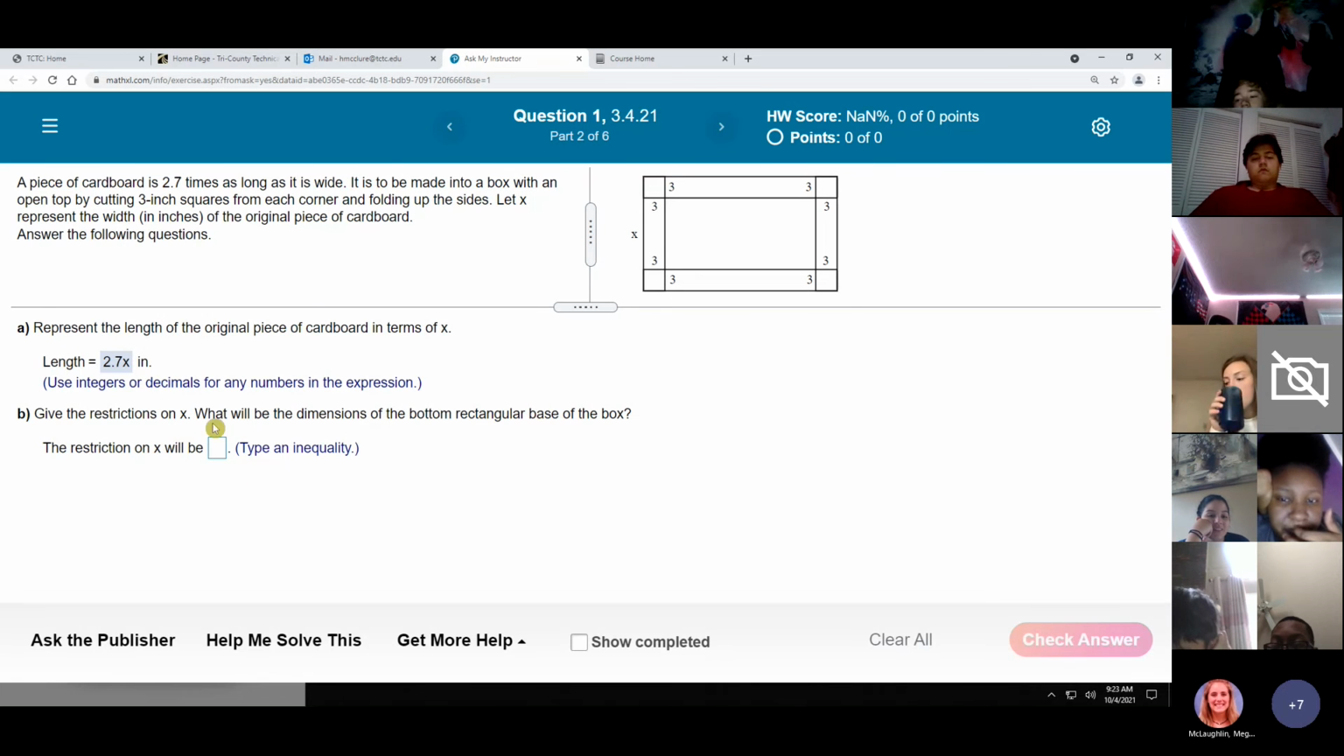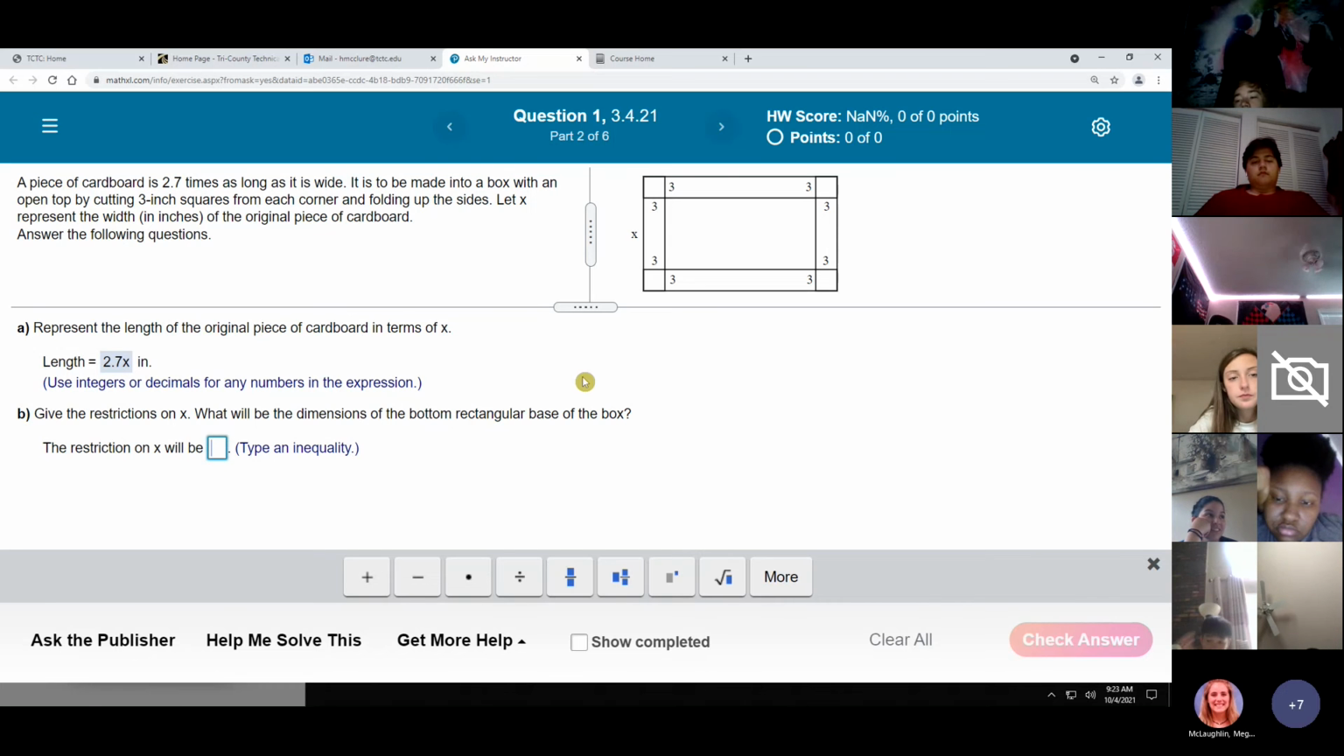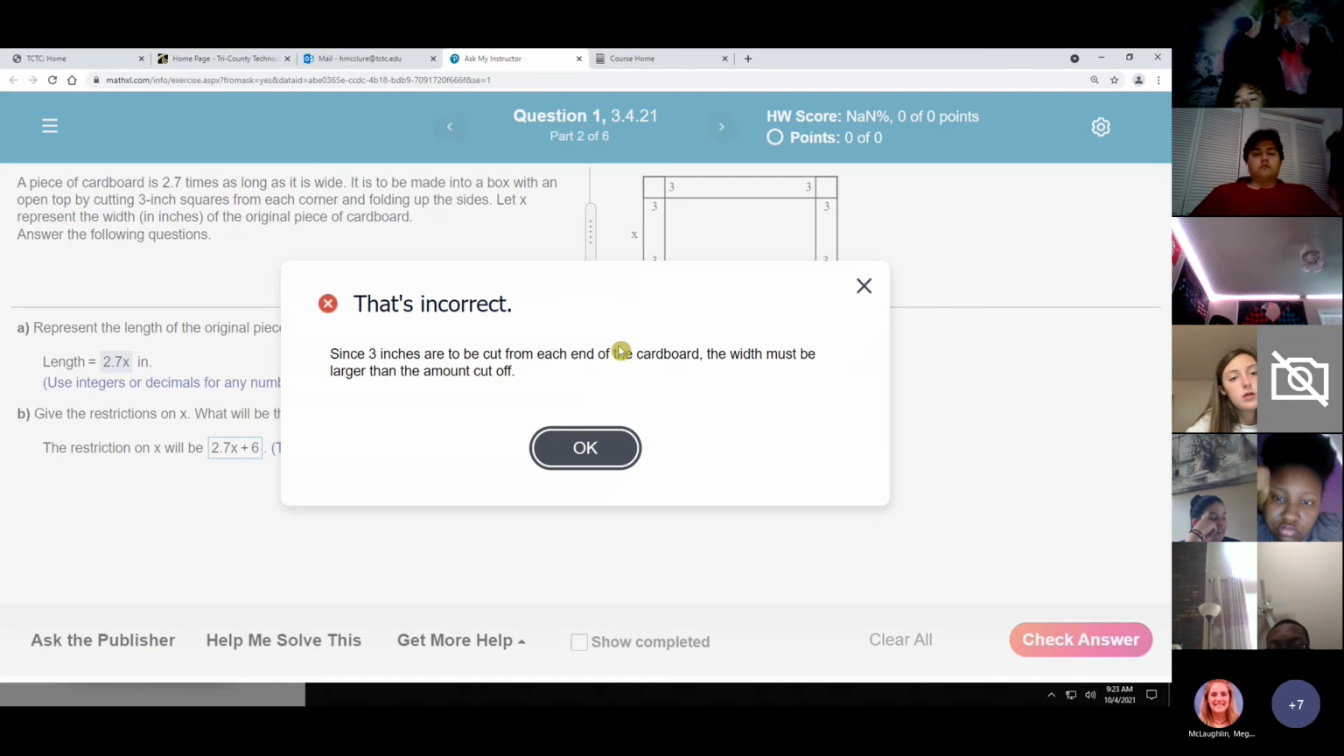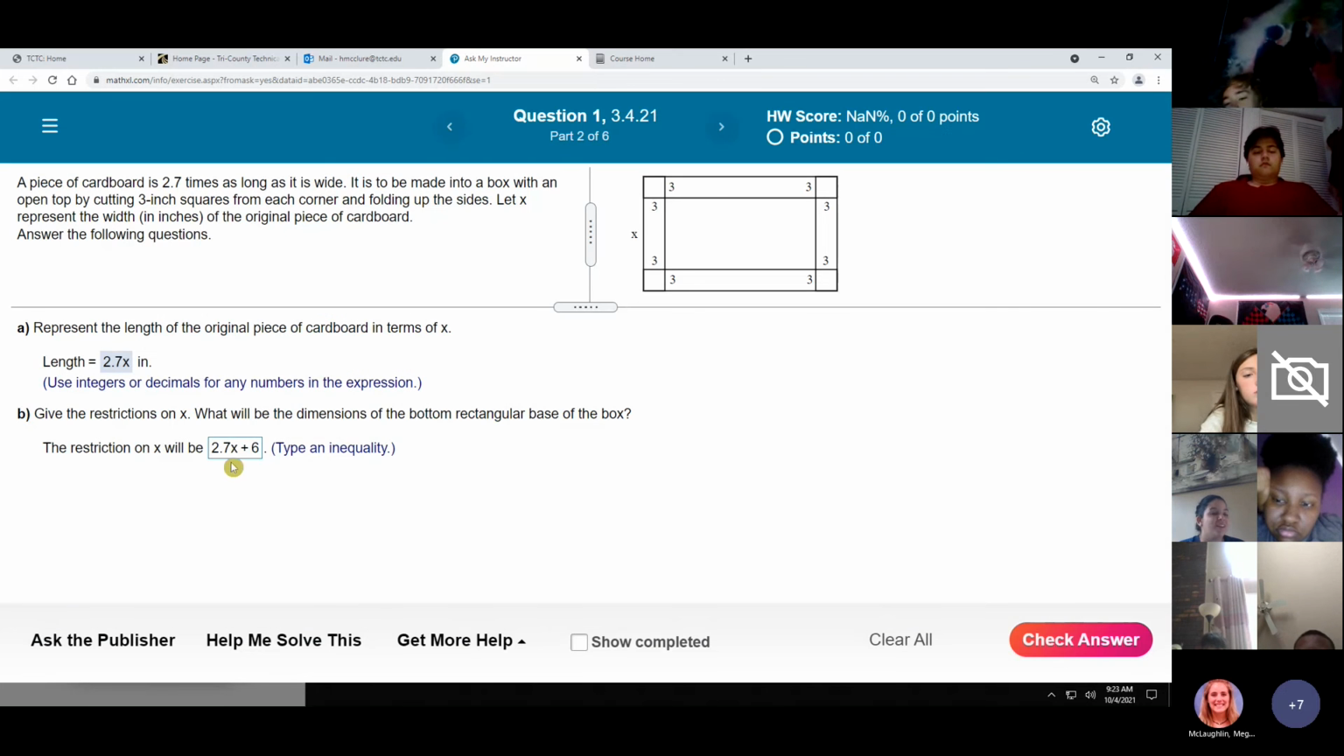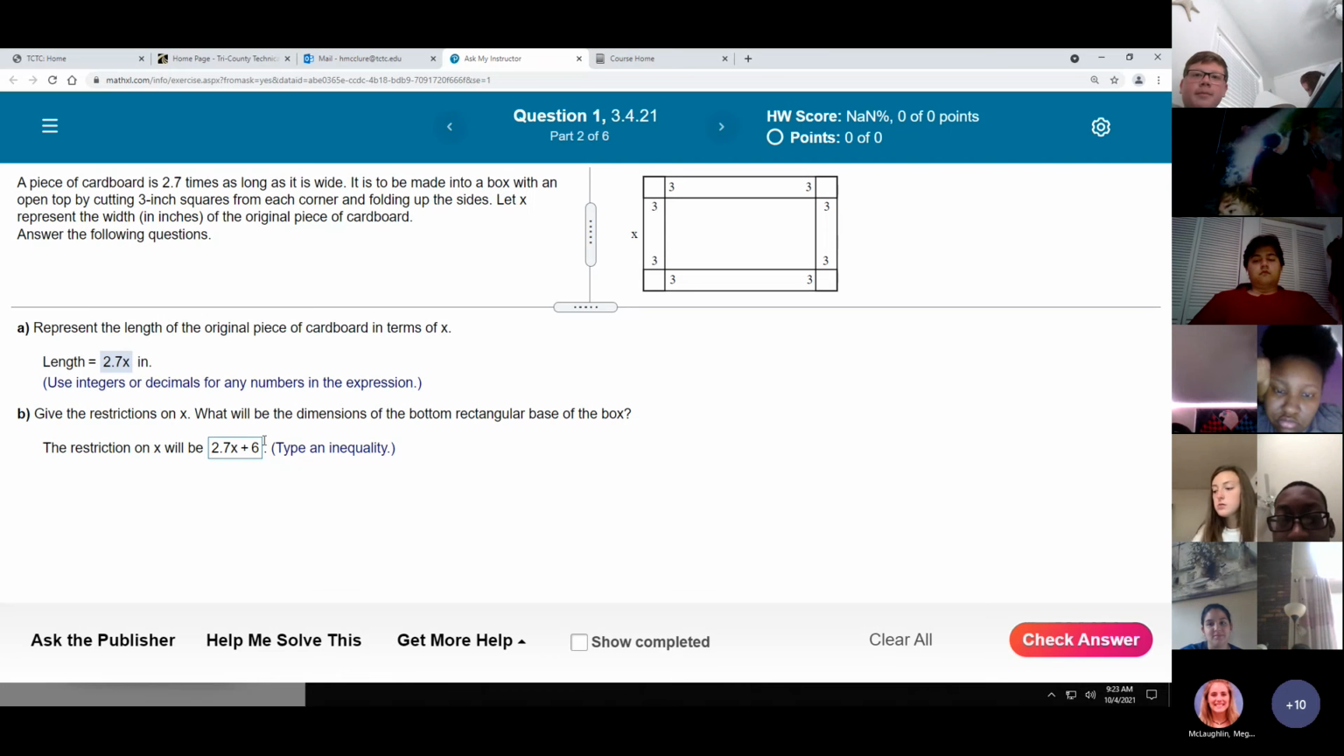Given the restrictions on x, what will be the dimensions of the bottom rectangular base of the box? Well, I thought I just answered that. 2.7x plus 6. I think it wants 2.7x minus 6, but I'm not sure. Why do they want minus 6?